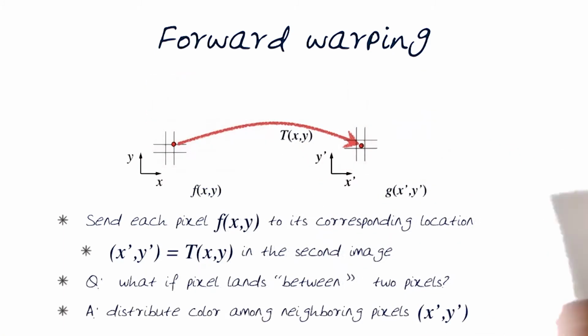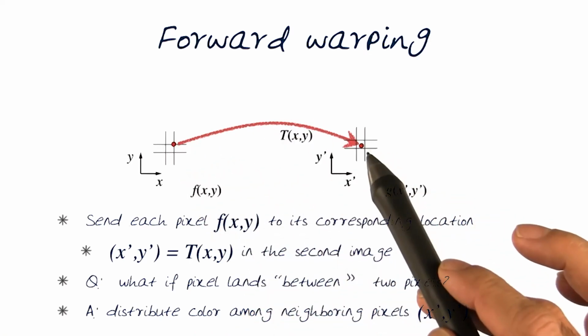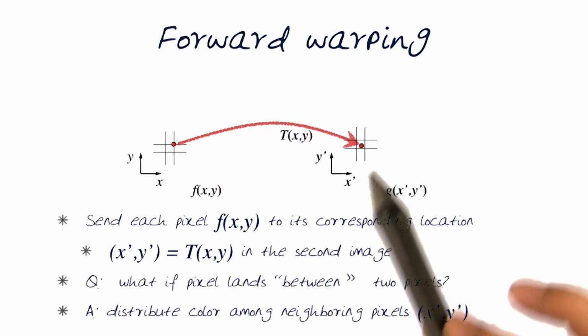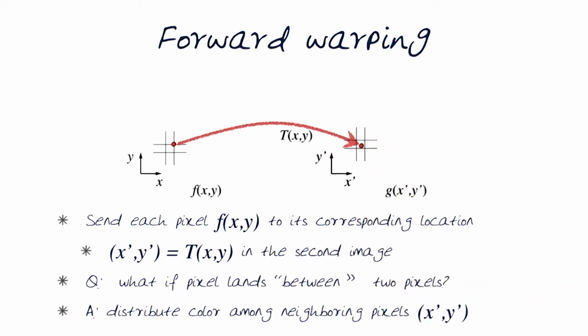In the forward mapping, what's really done is that we would distribute the color among the neighborhood pixels. So this is the pixel I have there. When it shows up there, I would distribute the color in the ones around it to generate a new pixel. And that's what I would actually do. This is the forward warping process.